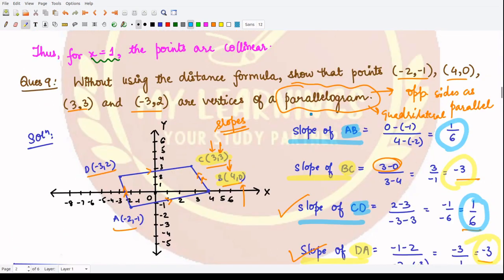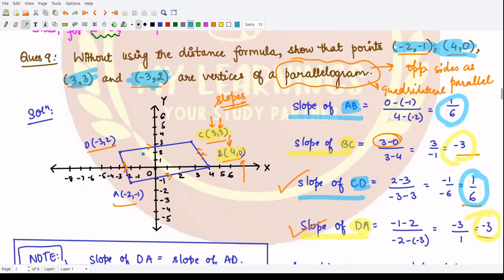Hence, this figure, whatever it is, which is formed by these 4 points, forms a parallelogram, right? And these points form the vertices of a parallelogram. And this is what we wanted to prove here.